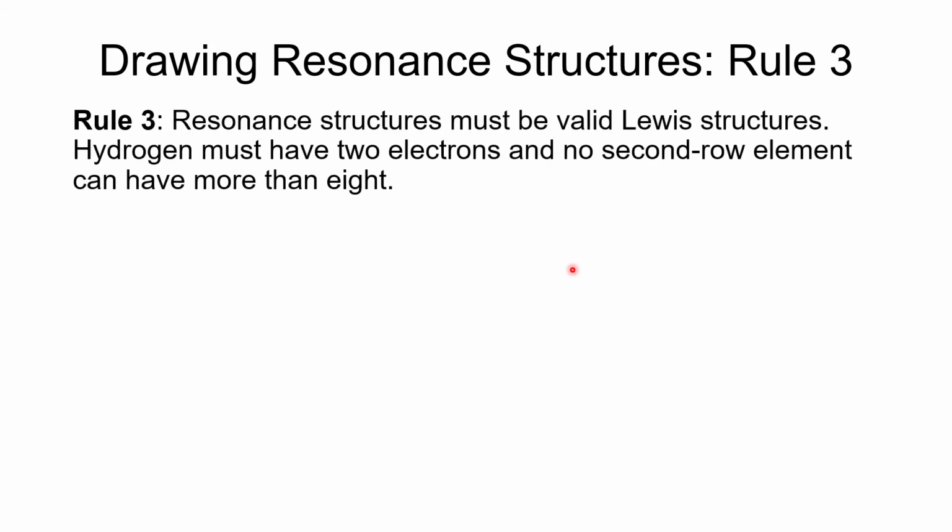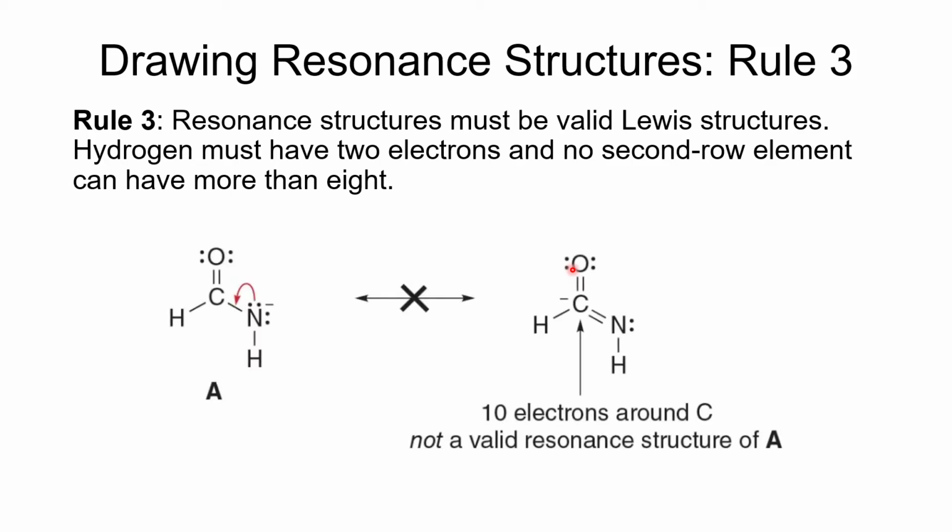Rule 3: resonance structures have to be valid Lewis structures. Now, this is not true of the resonance hybrid, but it is true of the resonance structures themselves. So hydrogen has to have 2 electrons going to it, which pretty much means a bond if it's in a molecule. And the second row elements, which include carbon, nitrogen, oxygen, and fluorine, have to have 8 or fewer electrons. It is possible to have less than 8 electrons, but you cannot have more than 8 electrons around a period 2 element.